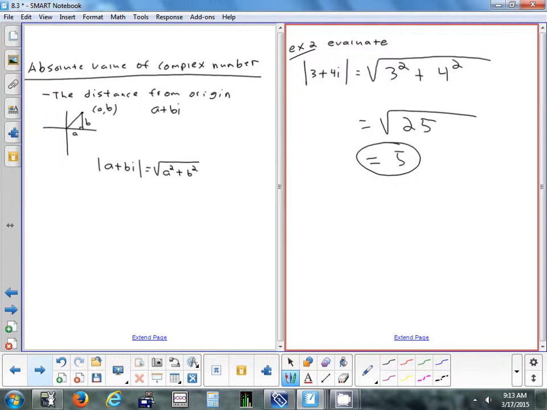Yes? I was going to ask if there was a negative. Nope, because it's a distance. So all distances are real numbers, at least for us. Any question on that?